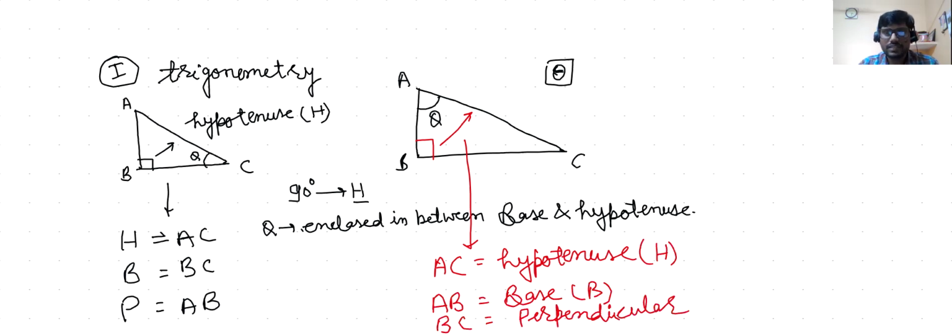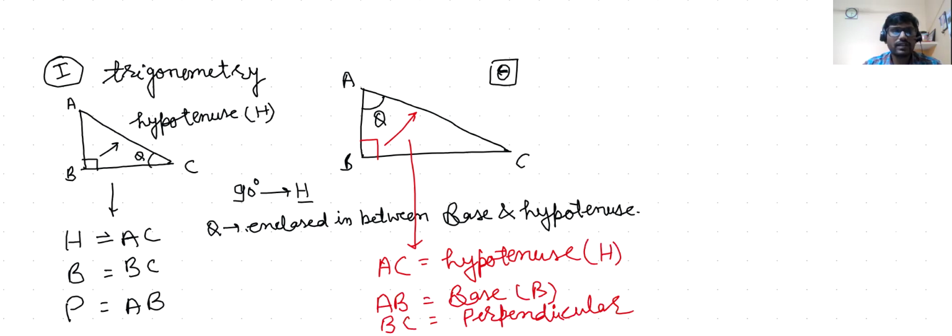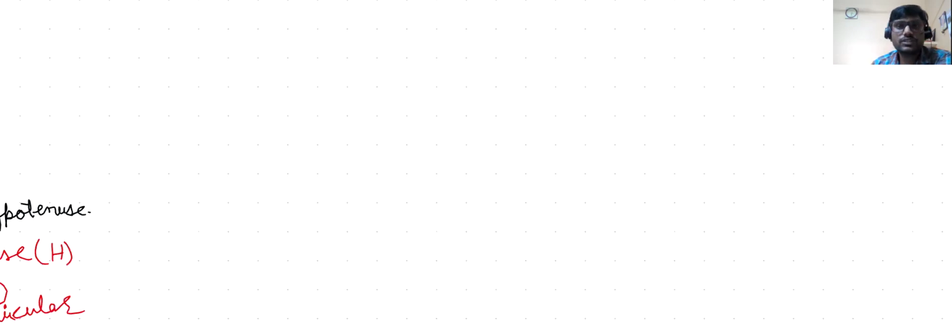Now we are going to discuss the ratio of the angles. To discuss the ratio of the angles, I'm going to tell you the six ratios. Basically, the primary ratios. The primary ratios are what? Sine theta, cos theta, and tan theta. These are the primary ratios.